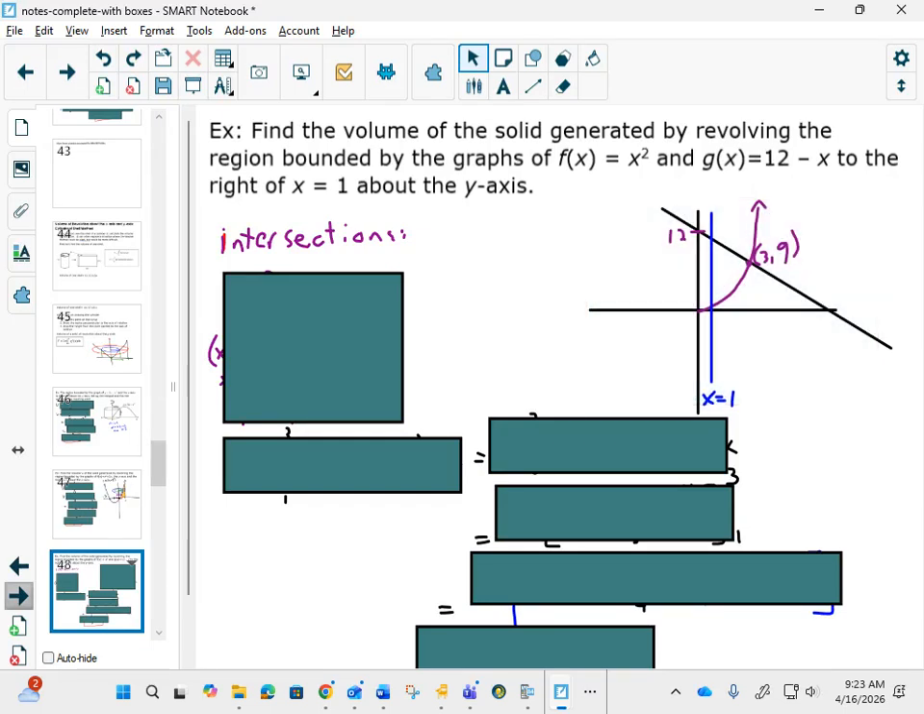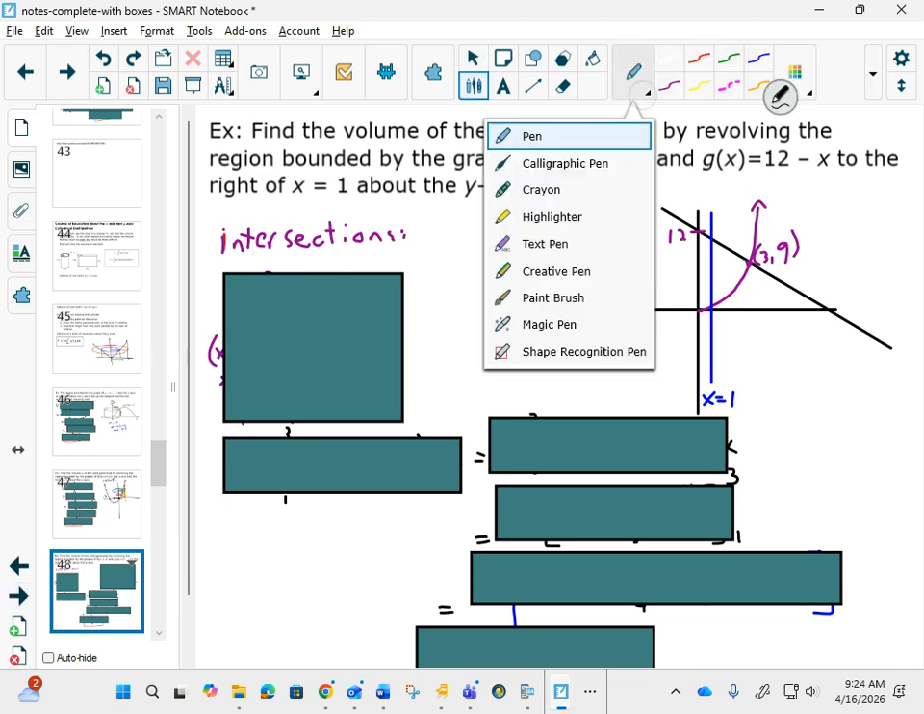Find the volume of the solid generated by revolving the region bounded by the graph f of x equals x squared, so that's in purple, g of x equals 12 minus x, that's in black, to the right of x equals 1, that's in blue, around the y-axis. So I'm going to color code the section that's taken out here.